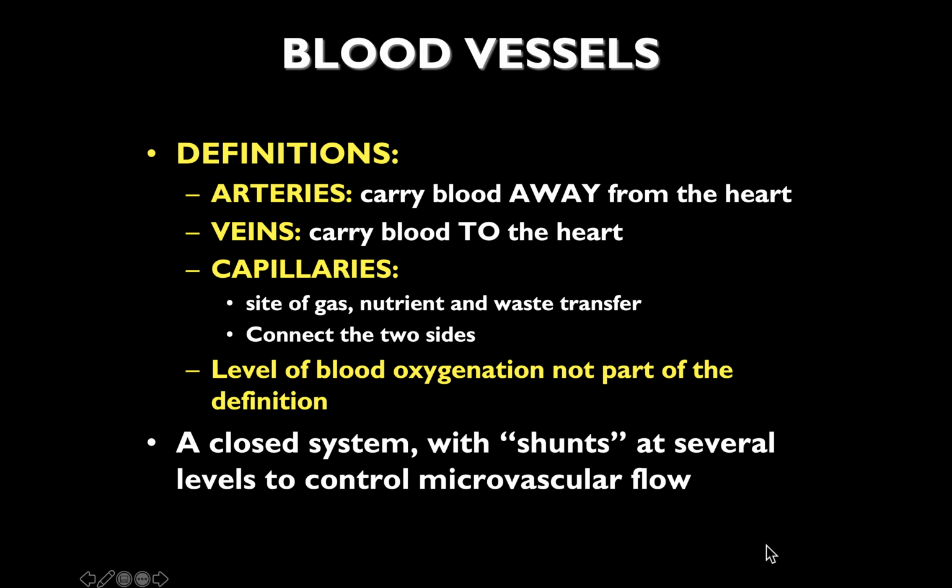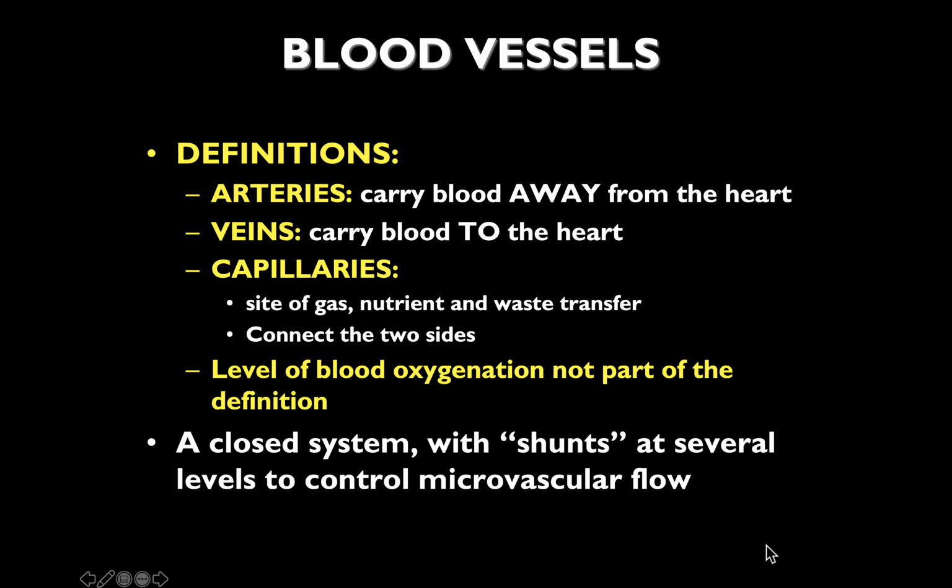And the capillaries are the site of gas, nutrient, and waste transfer, and usually they are the site of the connection between the arteries and veins. Usually the level of blood oxygenation is not part of the definition. For example, the pulmonary artery carries unoxygenated blood, whereas the pulmonary vein carries oxygenated blood.